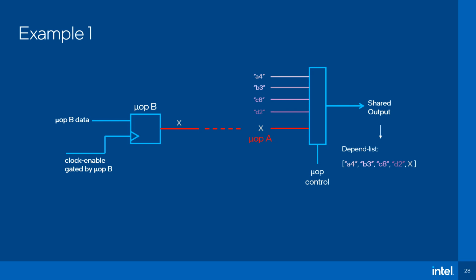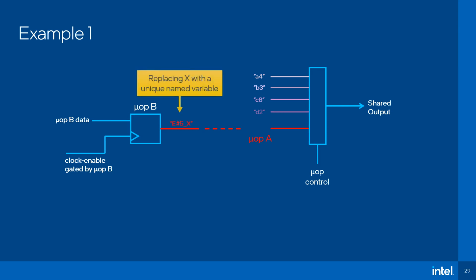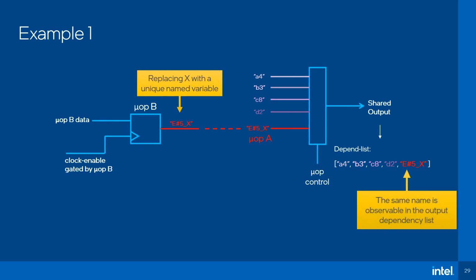What if our analysis was wrong? We want to show that the data came specifically from this gated latch that holds stale data. So we do a little trick. We replace the X with a unique named variable, one that would not be driven anywhere else in the circuit. Now, if we observe the same name in the dependency list, that is a solid proof that the stale data has propagated all the way to the writeback, and we have a potential data leakage bug.